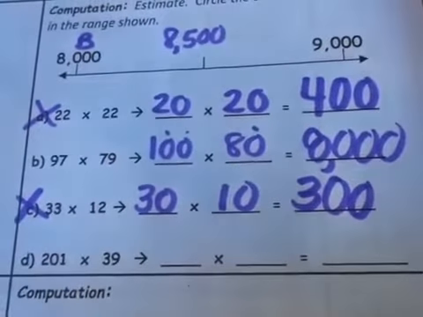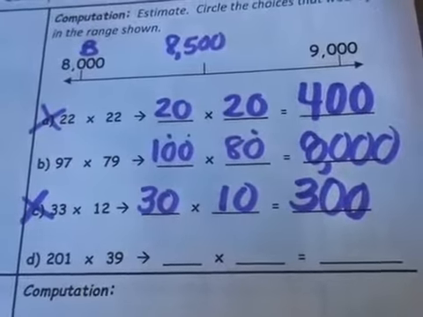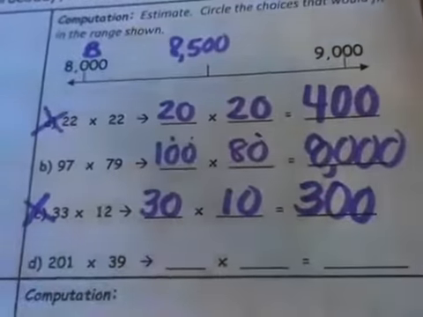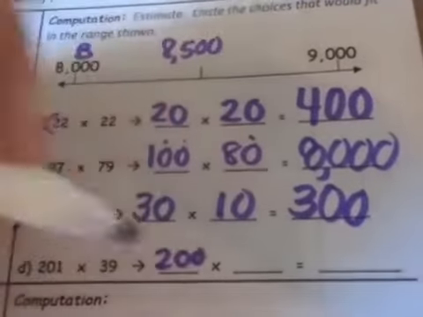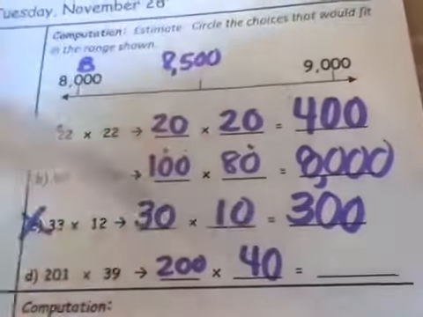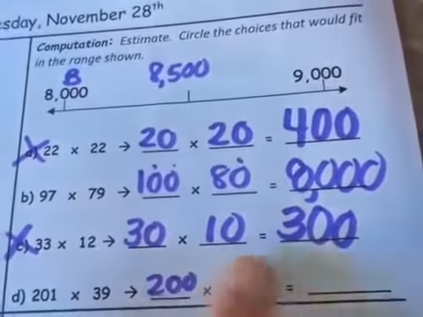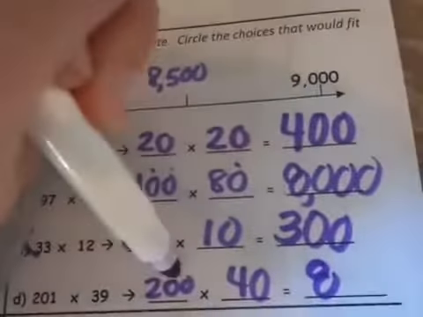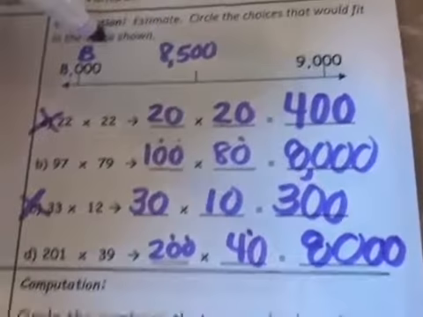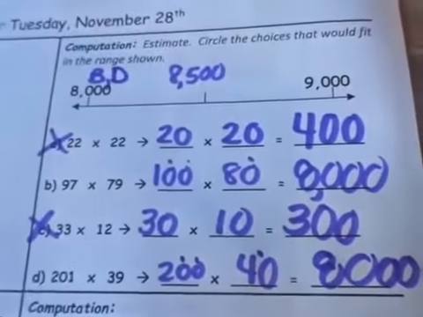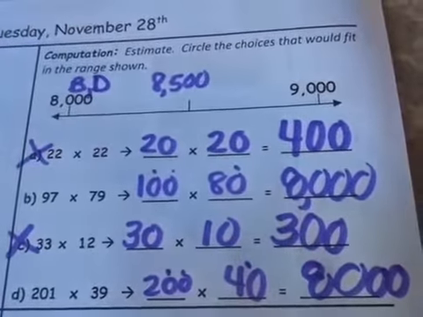D, 201 times 39. First I estimate, then multiply. 201 is closest to 200. It's only 1 away. 39 is closest to 40. It's only 1 away. Then I cover up my zeros. 2 times 4 is 8. And I have 1, 2, 3 zeros. So 8,000. That's going to be right there as well with B and D. So there's your answers for that.